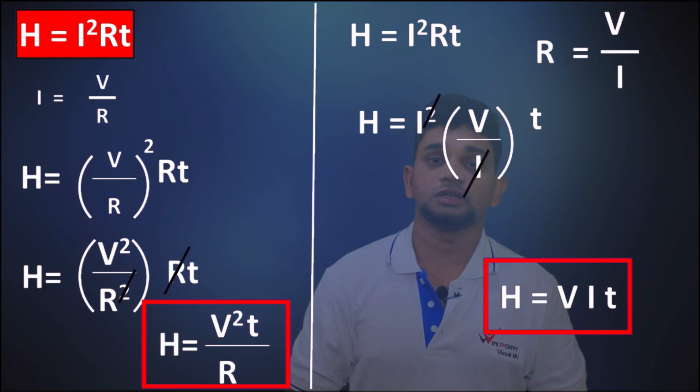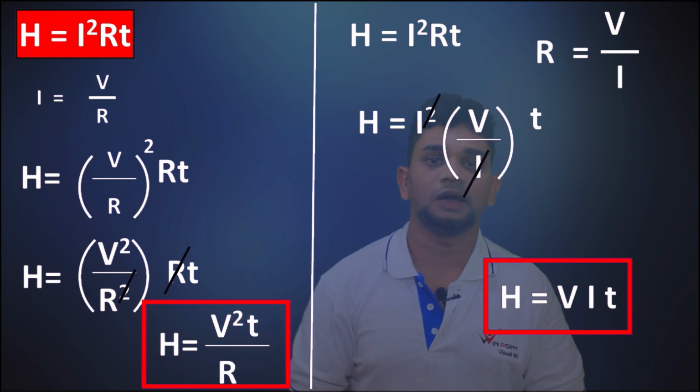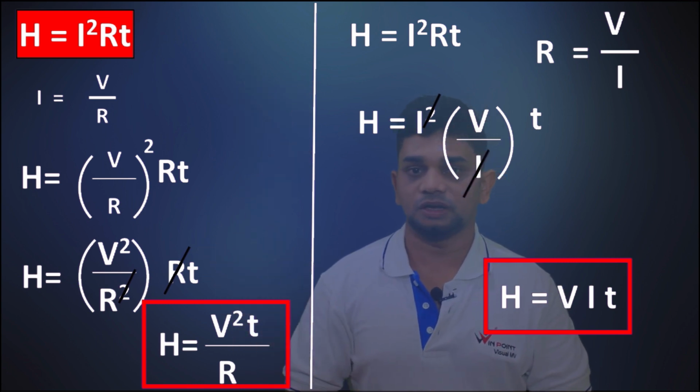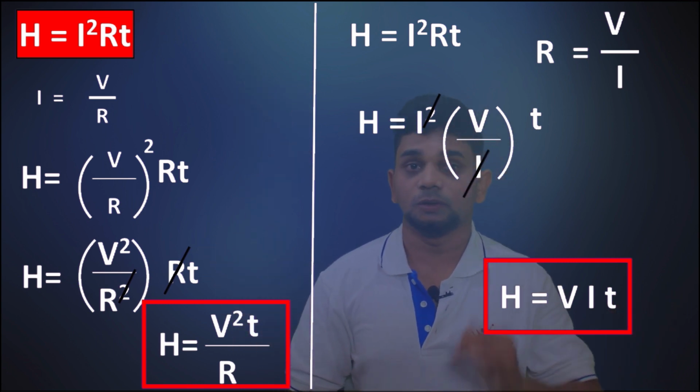These are the three equations for heat. First one is H equal to I square RT, H equal to V square T by R, H equal to VIT. You need to learn the equations.